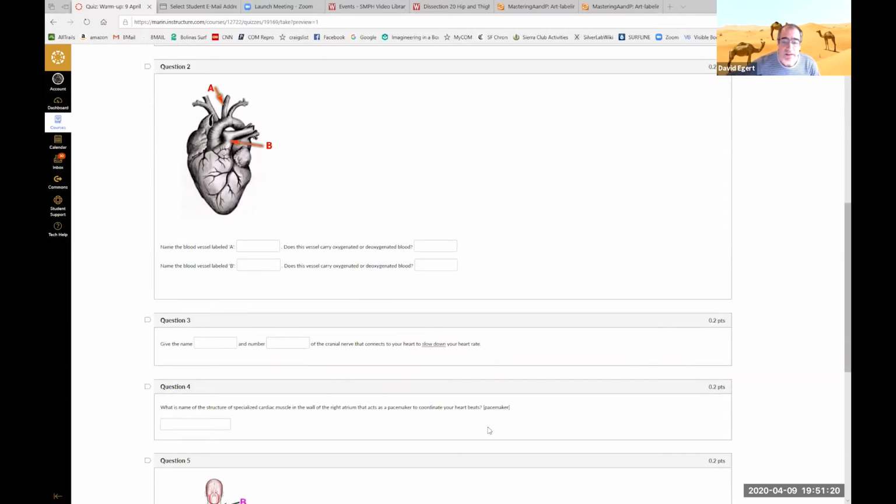Next, here we have a heart. I on purpose did a heart that does not have any color, because the whole point here is I want you to kind of recognize things based on kind of where they're coming from. So we have blood vessel A. What is blood vessel A? We see it's one of these. Carotid artery. So that's going to be, and if you want to be more specific, how could you be? Left common carotid artery. It's the left common carotid artery.